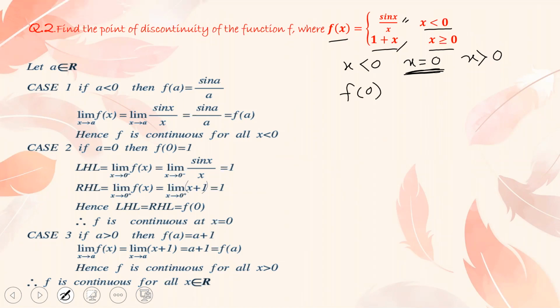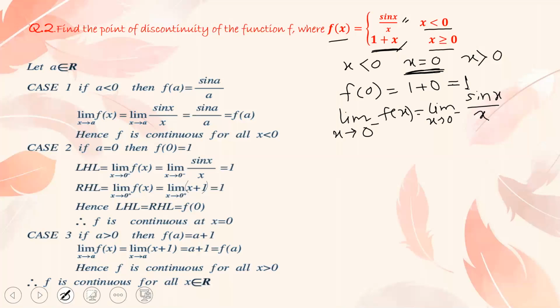So what is f of 0? f of 0 is this one I take, that is 1 plus 0, which is 1. Now check the left hand limit, that is x tends to 0 minus f of x. Now before 0 the function is sin x by x. So limit x tends to 0 minus, here is the definition of the function, sin x upon x. Now we all know this is the standard limit and the value of this limit is 1.